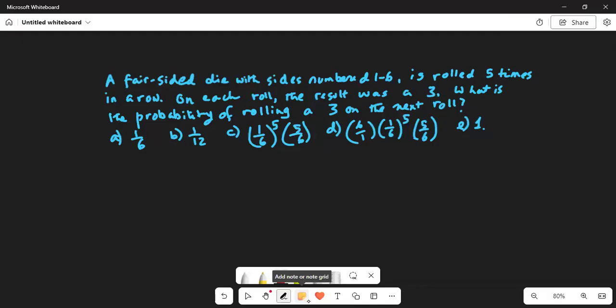A five-sided die with sides numbered 1 through 6 is rolled five times in a row. On each roll, the result was a 3. What is the probability of rolling a 3 on the next roll? And there are five possible alternatives. So let's work on this problem. Solution.